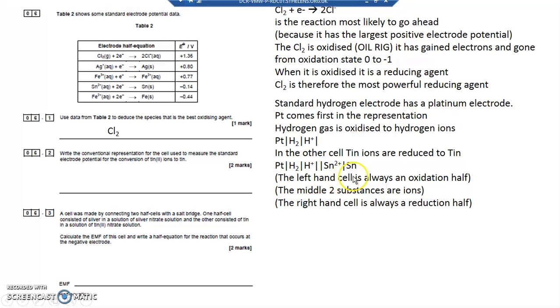The left-hand cell is always the oxidation half. So 0 oxidation state up to +1, it's being oxidized. That's always your standard electrode cell. The other half then is your reduction half. So Sn2+ going down to Sn, 2+ oxidation state going down to 0. Another way of looking at it is that you always have the ions in the middle, so things with pluses in the middle of the representation.